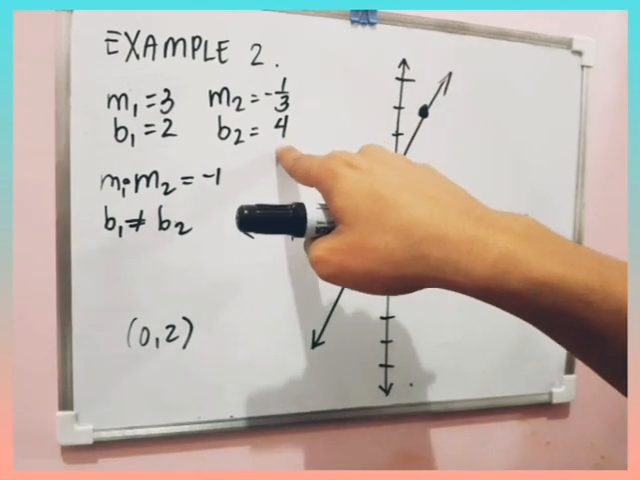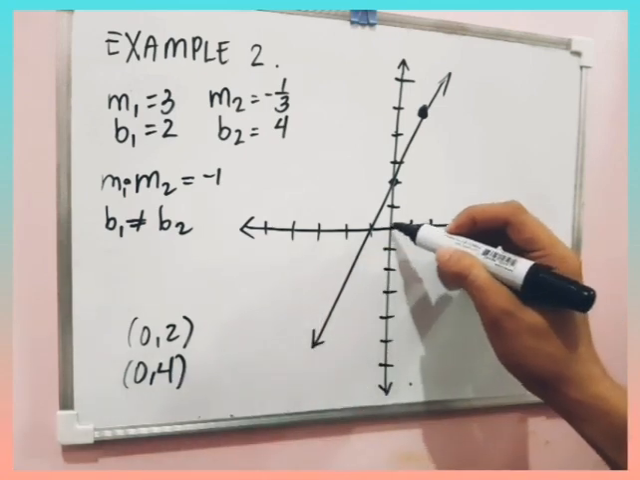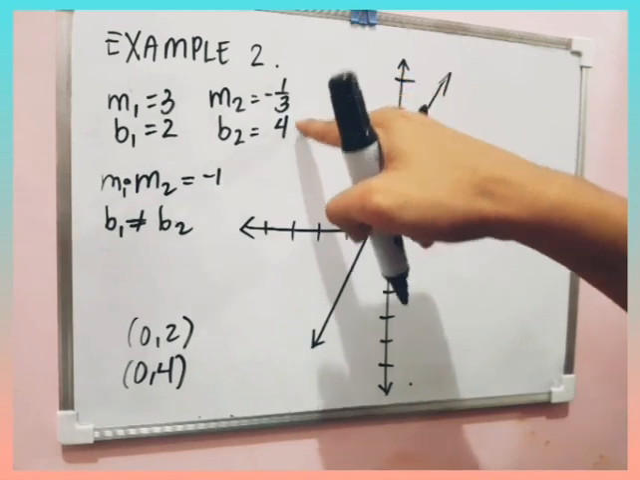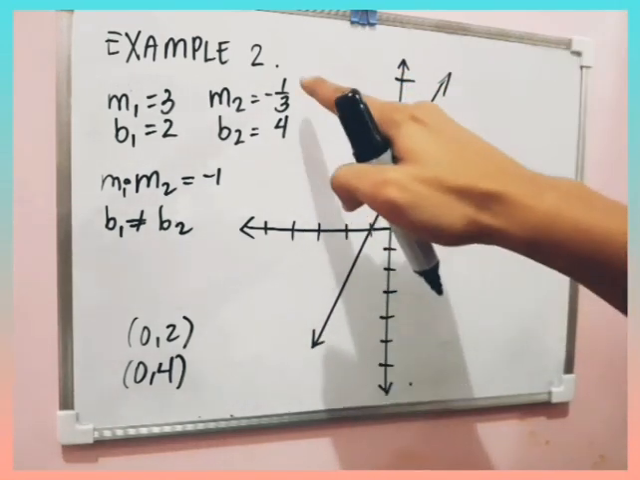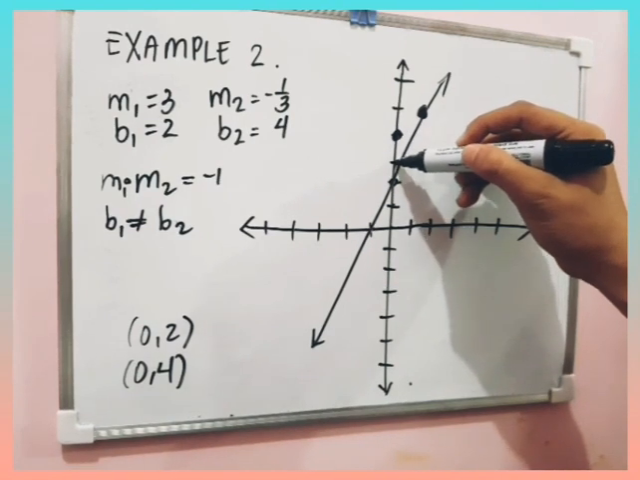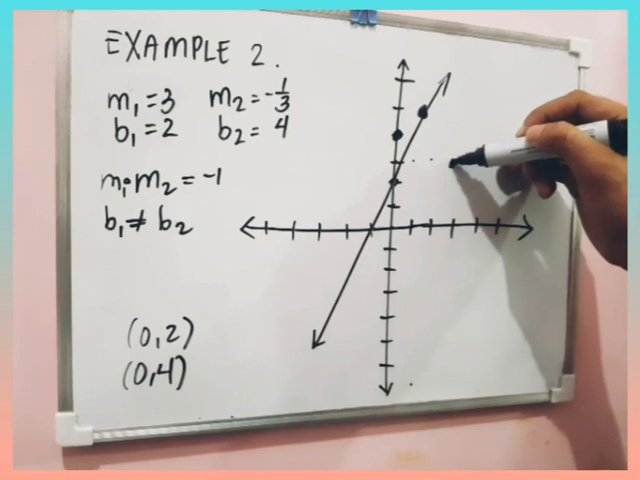Next, we have 4 or 0, positive 4. So, 0, 1, 2, 3, 4. And then, we have negative 1/3. Of course, kapag negative 1, so 1 step ka pa baba, 1. And then, positive 3 ay 3 steps pa kanan. 1, 2, 3. So, ganyan po siya.